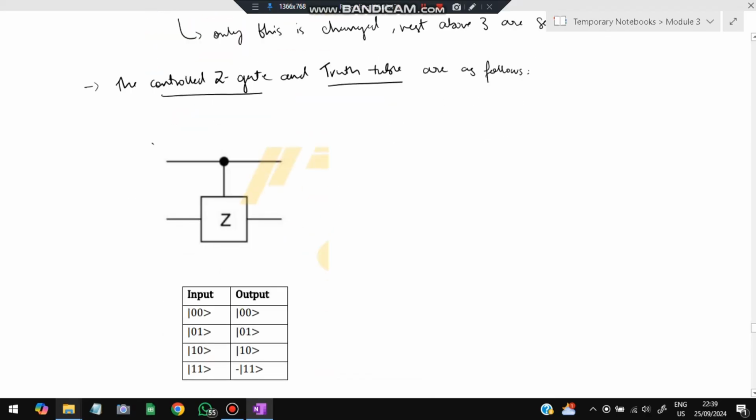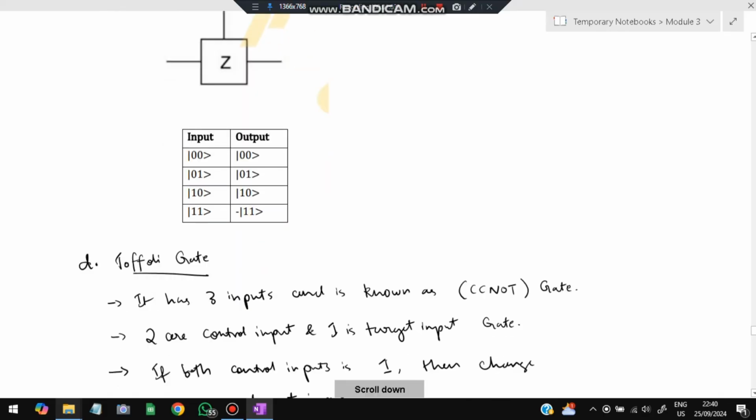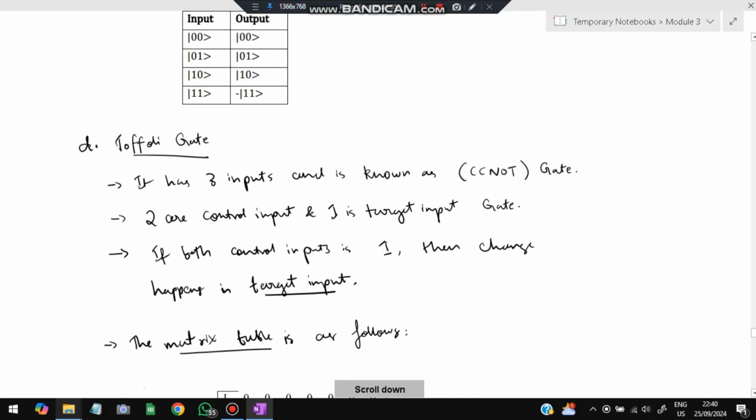Here we will be drawing this diagram for the schematic circuit, and this is the truth table. All are remaining same except the last one, which is just getting a minus here. So for CZ, which is the control Z gate, we'll be obtaining minus 1 1 here, and the rest all will remain same. And then moving on to the last gate, which is the Toffoli gate.